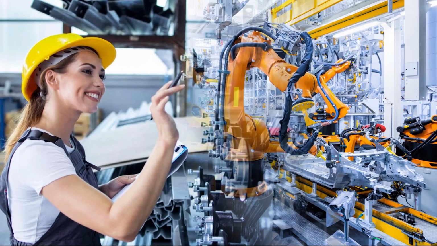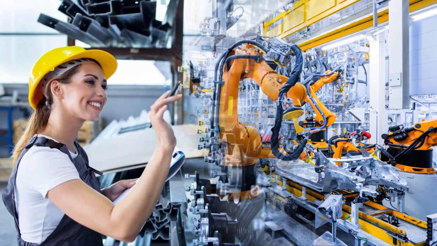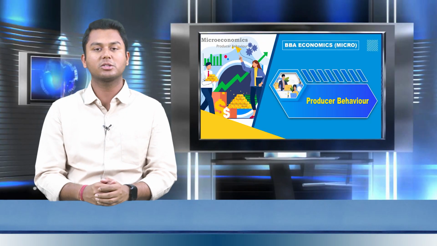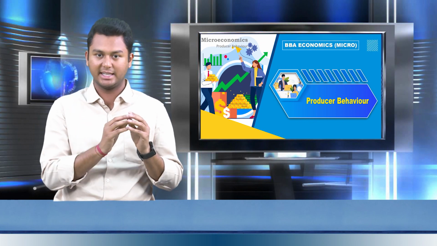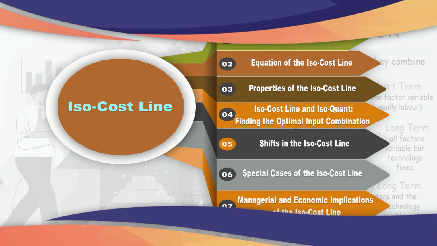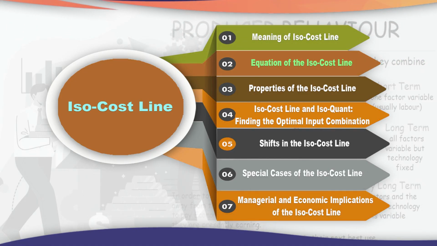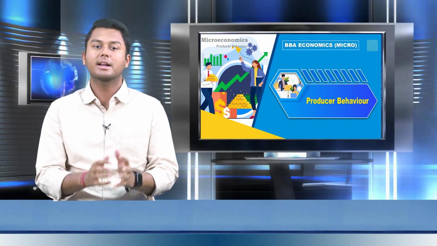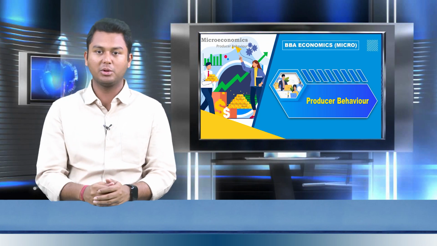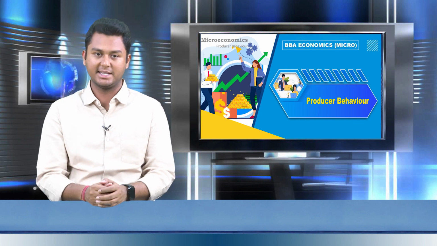For example, if a factory has a budget to hire workers and buy machines, the isocost line will show all possible ways it can divide its budget between these two inputs. Looking at the equation of the isocost line, it is based on the total cost formula, which considers the price of each input and the firm's budget.